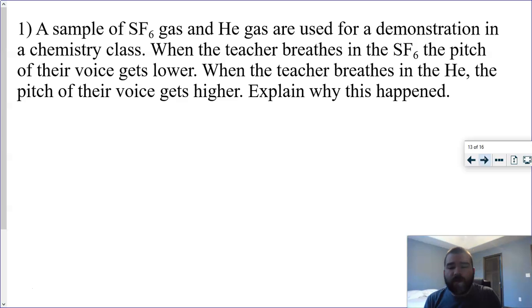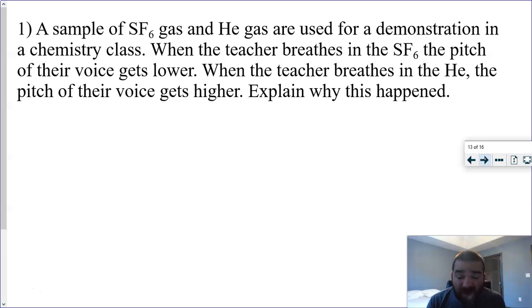All right, so we've got a couple problems here. We'll call it a day after we're done with these problems. And again, please work on homework topic 2 when we're all done. Okay, a sample of sulfur hexafluoride and helium are used for a demonstration in chemistry class. When the teacher breathes in the sulfur hexafluoride, the pitch of their voice gets lower. When the teacher breathes in the helium, the pitch of their voice gets higher. Why is this occurring?